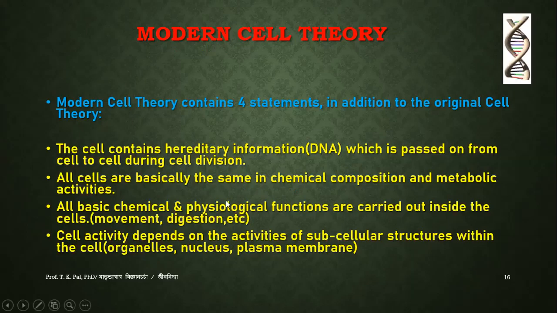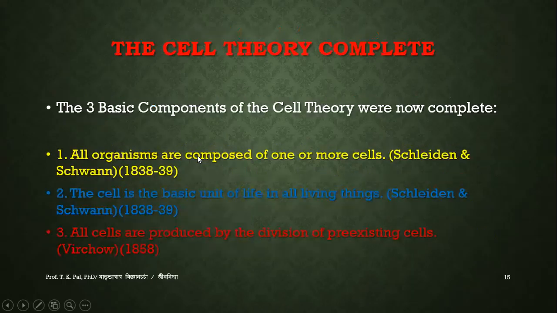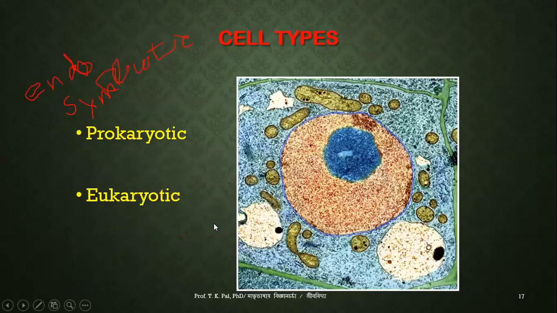So these four, along with the earlier three, together form the modern cell theory. Now let's look at cell types, prokaryotic and eukaryotic. These are the two basic types of cells. Prokaryotic: pro means earlier, karyon means nucleus. So the earlier type of nucleus is called the prokaryotic cell, and the new type of nucleus is called the eukaryotic cell. Prokaryotic cells came first, and eukaryotic cells developed later.